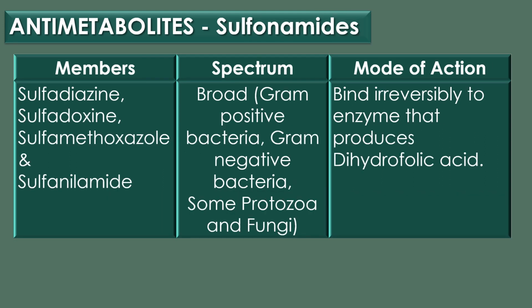The third antibiotic group of the antimetabolites category is sulfonamides. Under the sulfonamides group, four members of antibiotics are present. They are sulfadiazine, sulfadoxine, sulfamethoxazole, and sulfanilamide. Regarding the spectrum of activity, sulfonamides exhibit broad spectrum of activity against gram-positive bacteria, gram-negative bacteria, some protozoa and fungi. And in mode of action, sulfonamides bind irreversibly to enzymes that produce dihydrofolic acid and inhibit the bacterial growth.